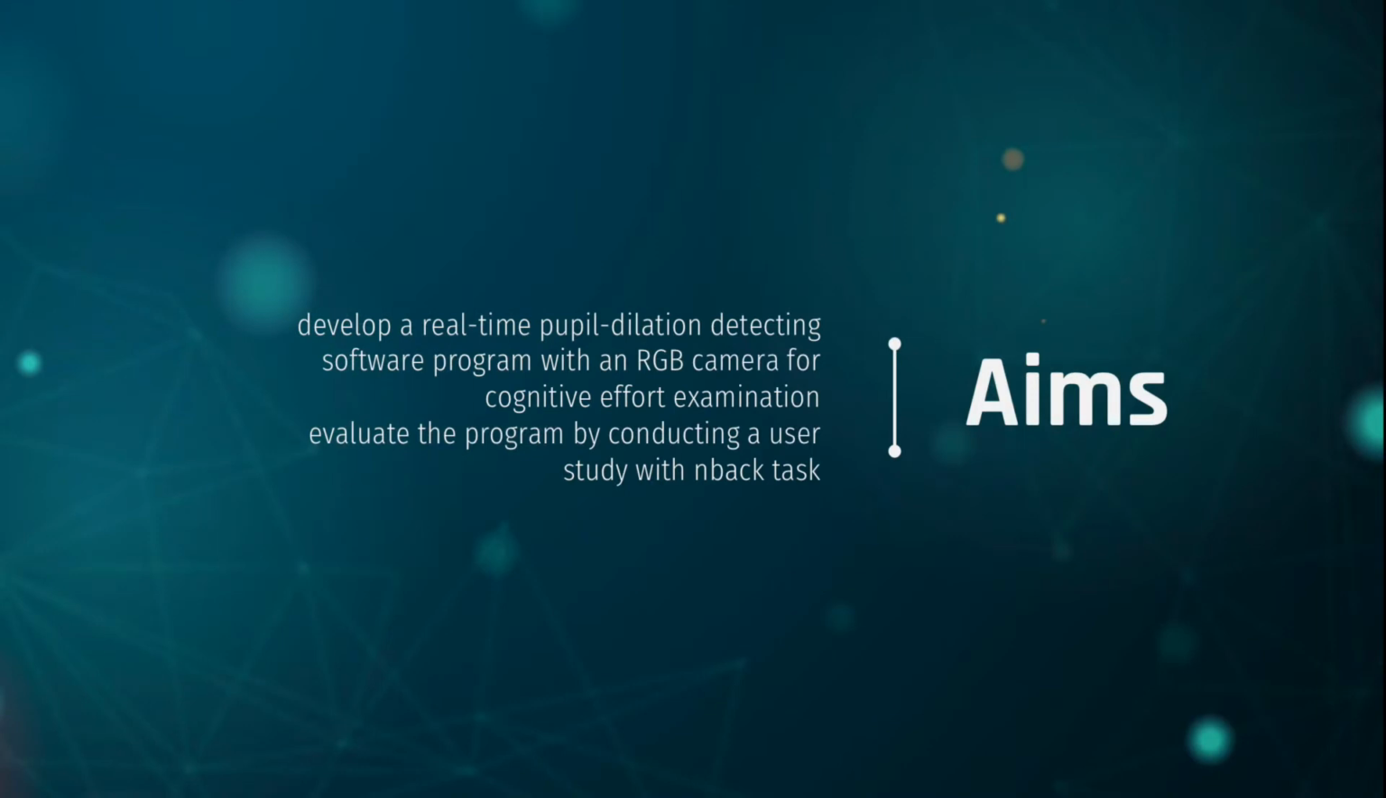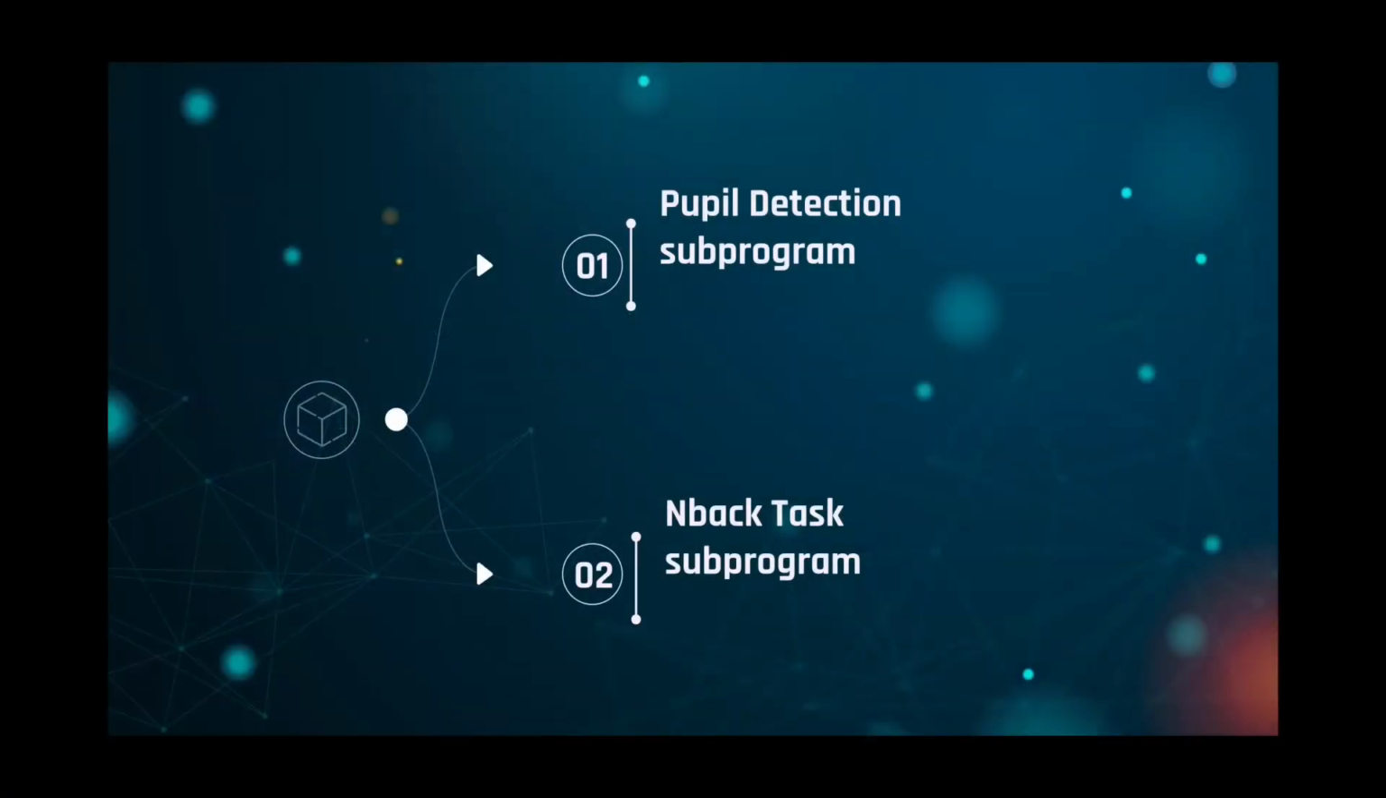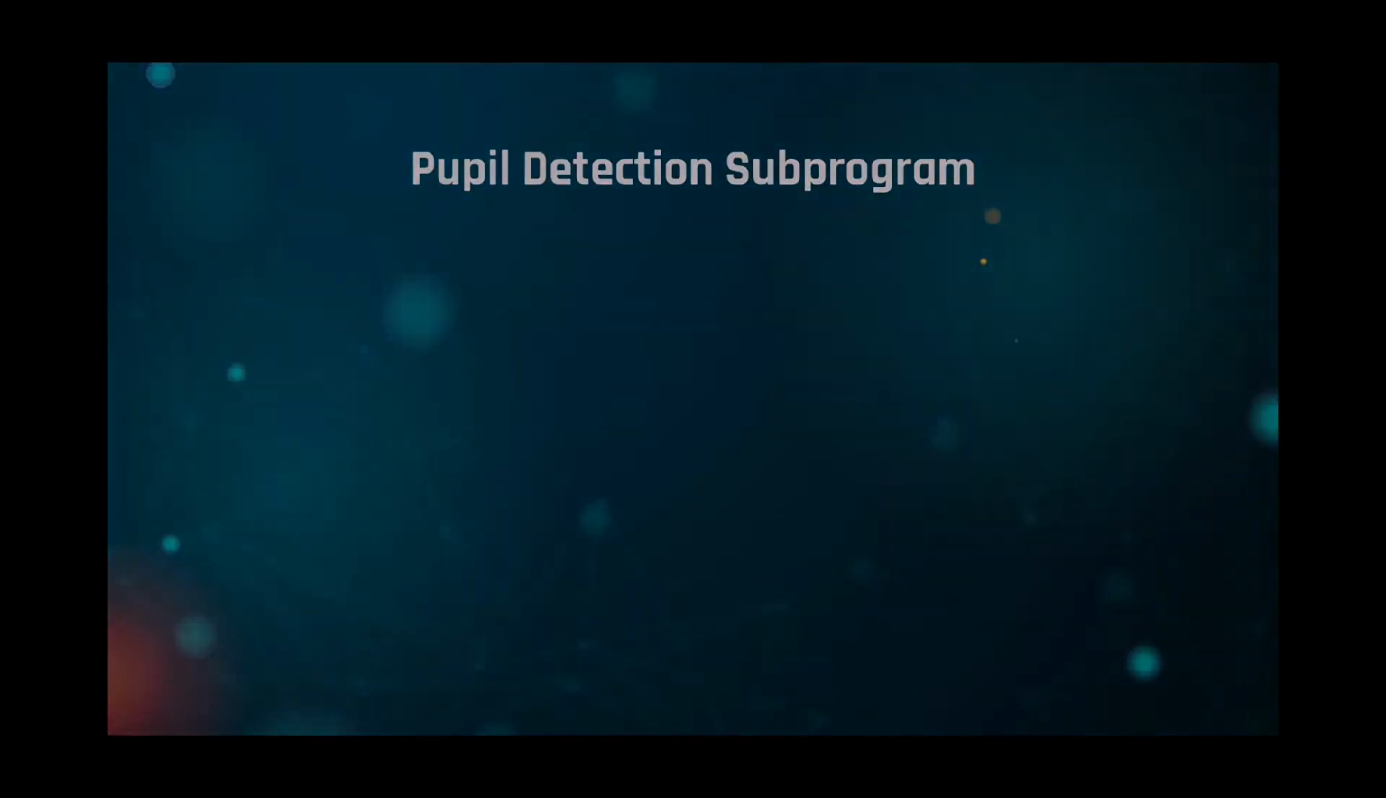This project aims to develop a real-time pupil detecting software program using an RGB camera, then evaluate the program by conducting a user study for concentrated effort examination. The n-back task is used as the user study task. The program is divided into two parts, the pupil detection and the n-back task.